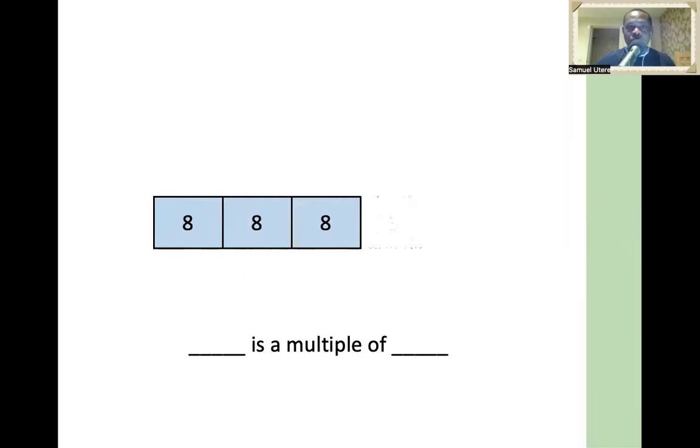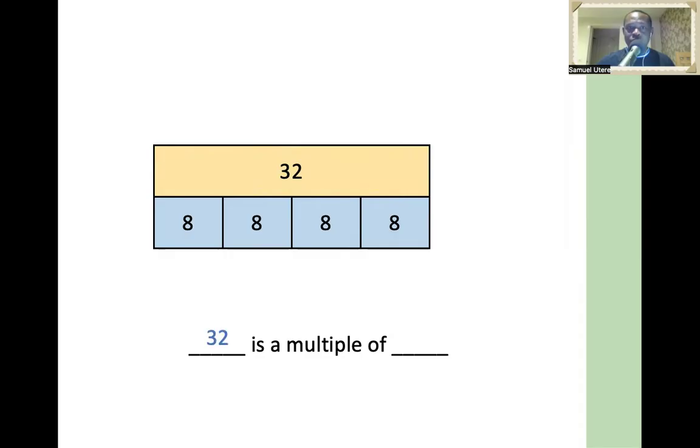We're going to talk about multiples. Now, I want you to understand a multiple as the product of two numbers. But those two numbers could vary. Check this out. 32, if we want to complete this statement, we'll say 32 is a multiple of 8. It means that 8 times another number will give us 32.